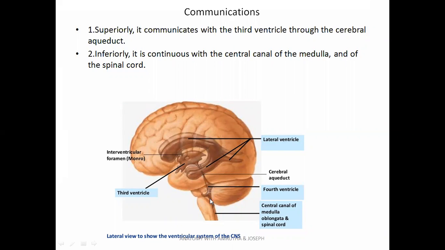Inferiorly, it is continuous with the central canal of the medulla. The fourth ventricle tapers down as the canal of the medulla initially, then it continues as the canal of the spinal cord. So the communications of the fourth ventricle are: superiorly, it is connected to the third ventricle through the cerebral aqueduct; inferiorly, it continues as the canal of the medulla, then the canal of the spinal cord. You can see that generally all the ventricles are connected with each other.